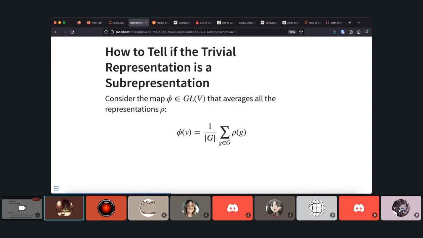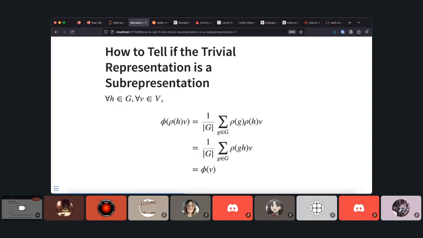And it turns out there's a pretty easy way to do this. We're looking for sub-representations of rho that are like the trivial representation, and we can do this by literally just averaging rho. So rho of g here is an n-dimensional matrix, and we just sum it and get the average. We get another matrix, and that's going to be phi.